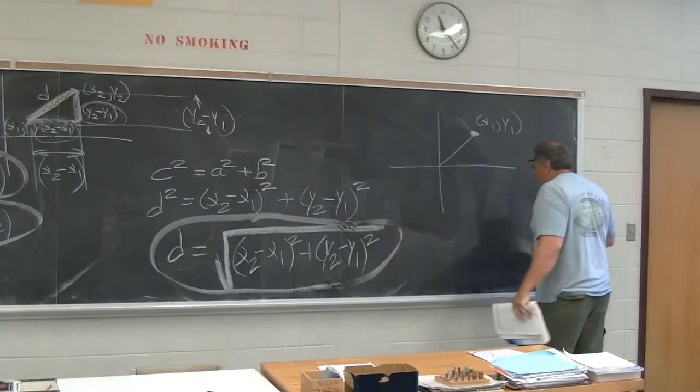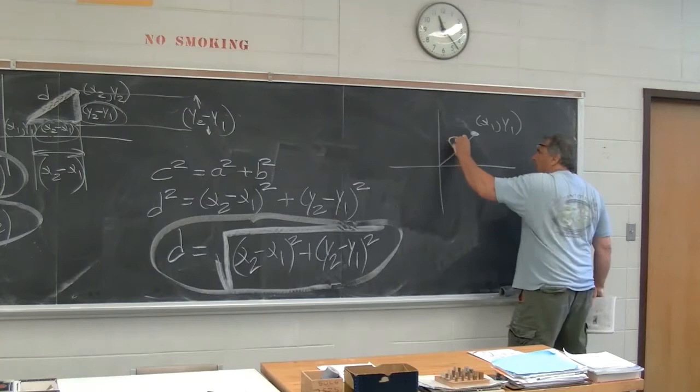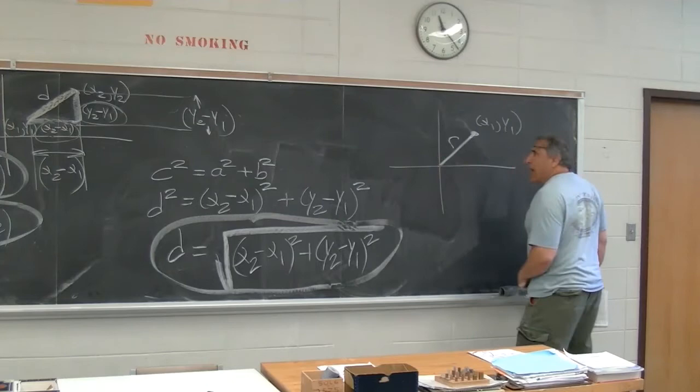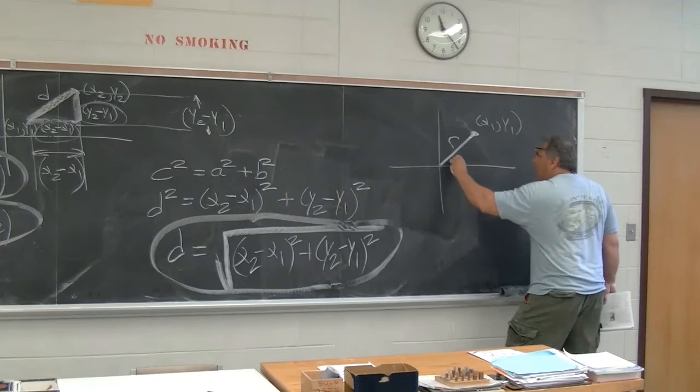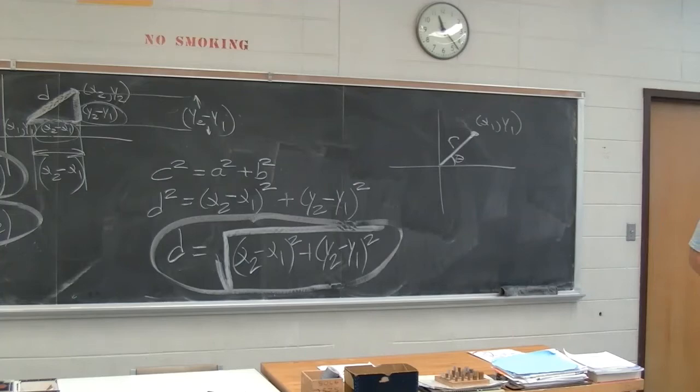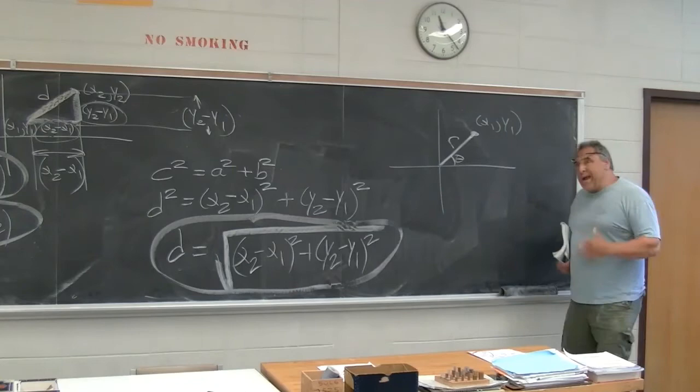X1, y1, if this has a length of r, that'd be equal to d then, right? Because the distance is d, at least the distance from there up to there. We'll say that's r. This is theta. Theta can be written a lot of ways. You can talk about degrees, you can talk about radians. Radians are the most natural of all the angle measures. We'll get into that a bit.